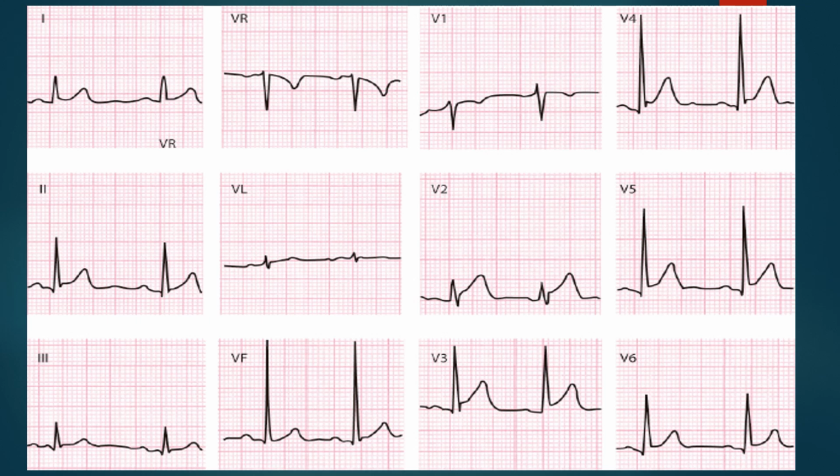Then in this example, we can look for the equiphasic lead. It is aVL. aVL is the most equiphasic lead, and we all know that the perpendicular lead to aVL is lead 2, and in lead 2 there is positive deflection. It indicates the axis of the QRS complex is plus 60 degrees, that is normal axis.